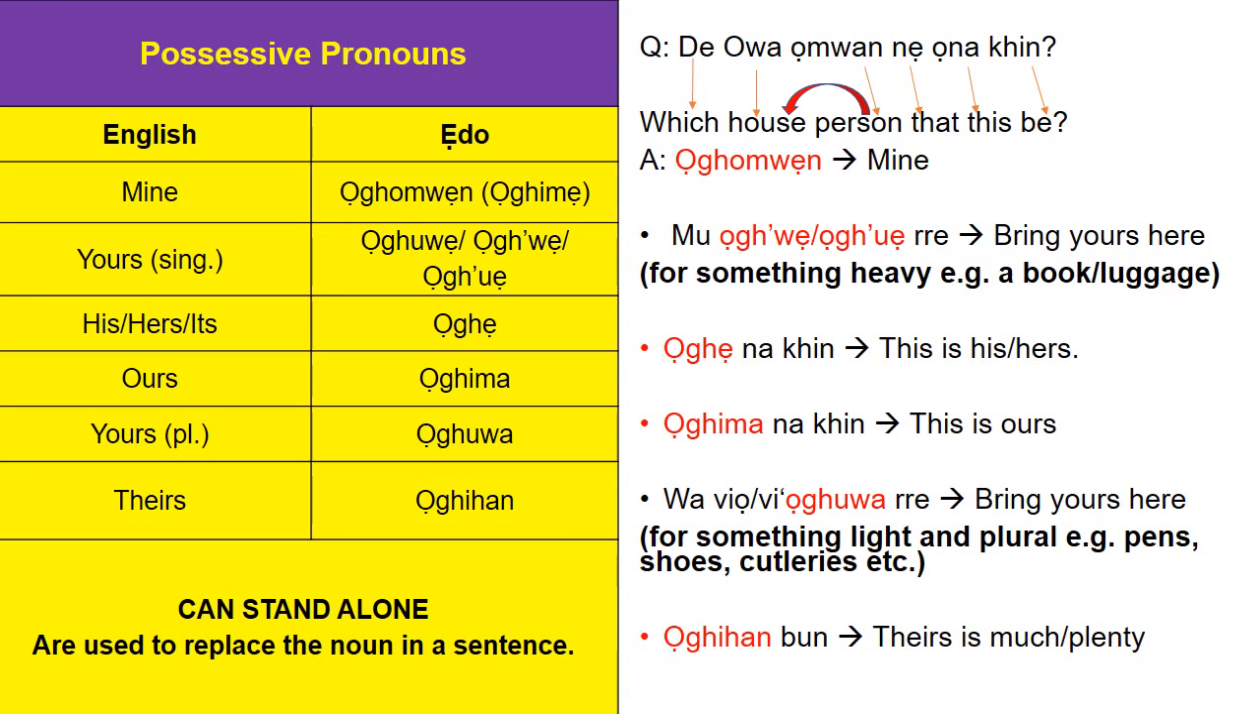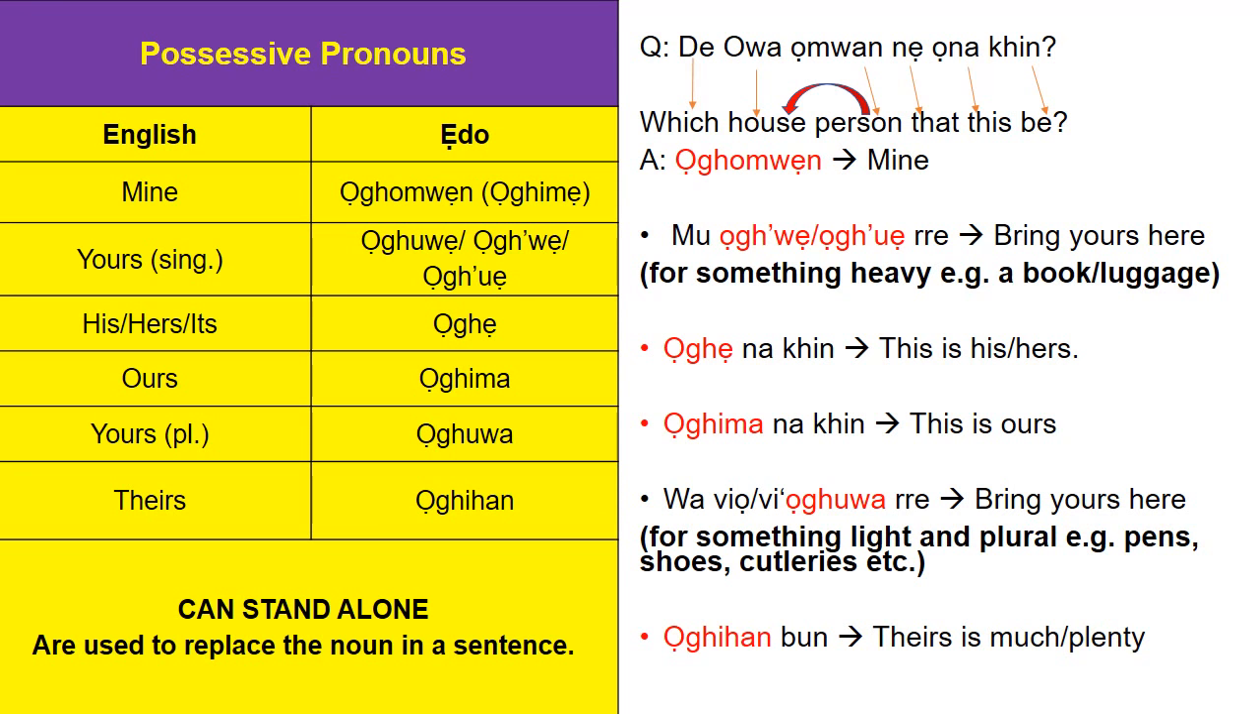And by the way, orome is a name actually. It's quite a common name for females. So it's an Edo female name, orome. And sometimes the full name is orome jeme, which means I like mine. Mine pleases me. So orome jeme. But you usually just call them orome. So orome is mine.